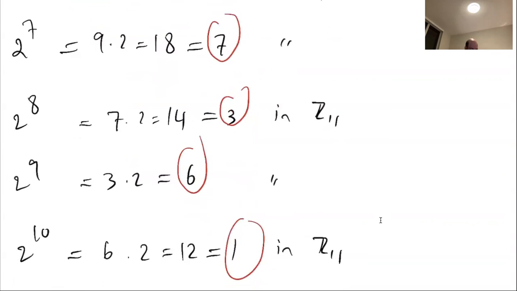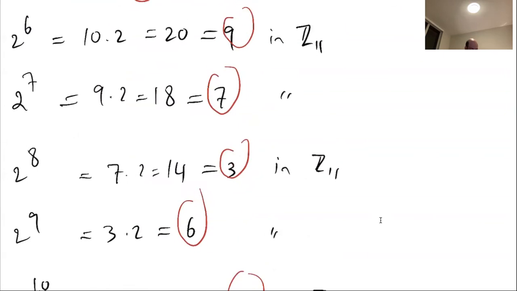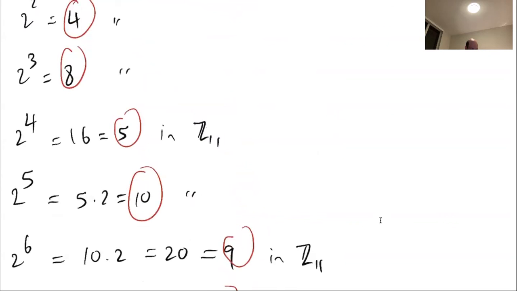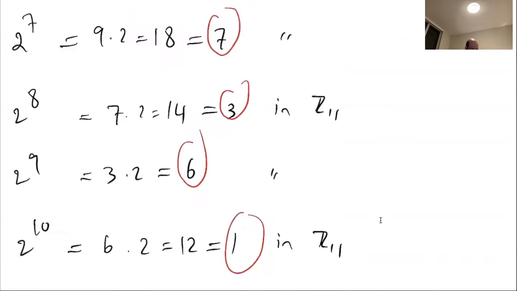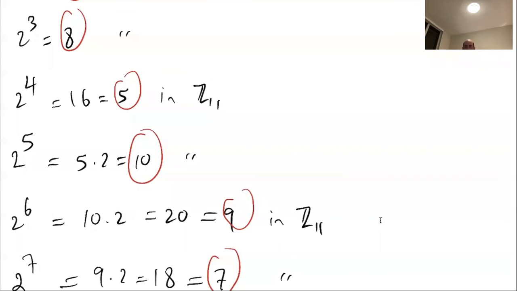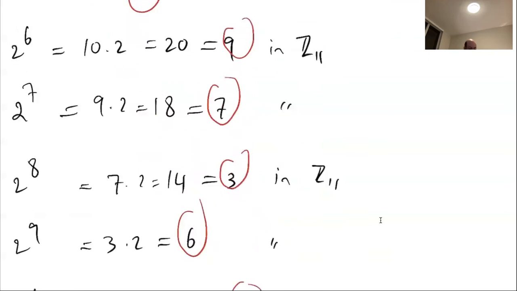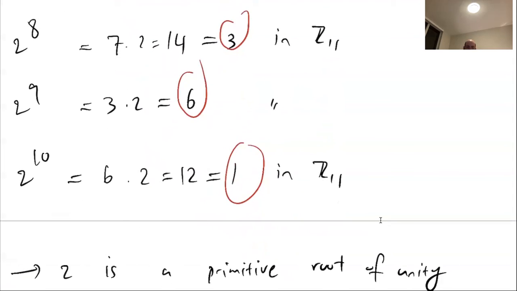6 is 2 to power 9. 7 is 2 to power 7. 8 is 2 to power 3. 9 is 2 to power 6. And 10 is 2 to power 5. So all elements in Z11. Z11 means what? Means 0, 1, all the way to 10. So every element in Z11 except 0, which means 1 to 10, can be written as a power of 2. So this is an example of the important feature which we proved in general.